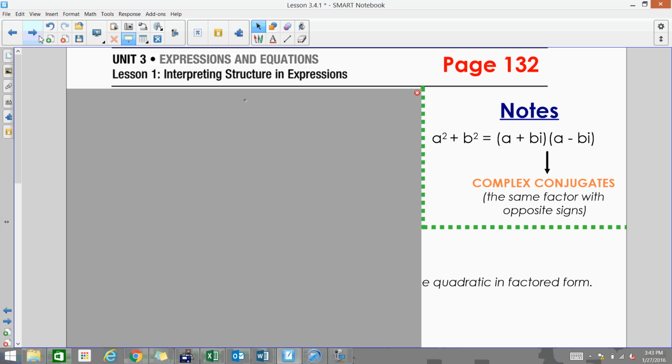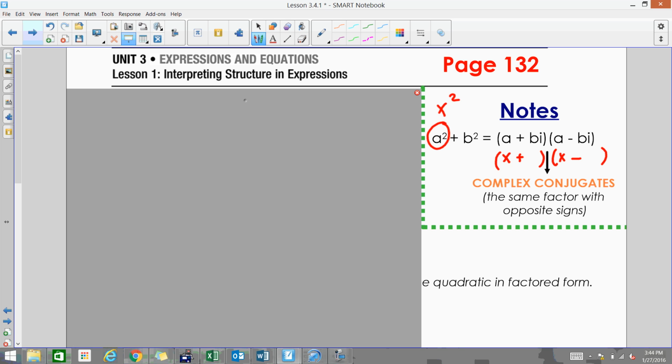So on this page, page 132, I have some notes that I want you to put up here, okay? So here are your notes. a squared plus b squared equals your two binomials, a plus bi times a minus bi. Now, today, this a squared is actually going to be like x squared. So in our problems, in our binomials, it's going to be x plus something and x minus something.